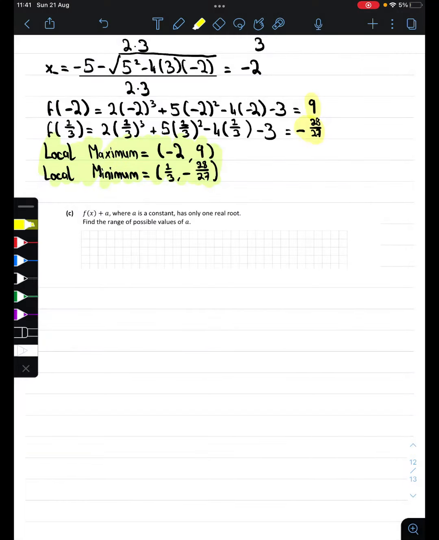Now on to part C. f(x) + a, where a is a constant, has only one real root. Find the range of possible values of a.